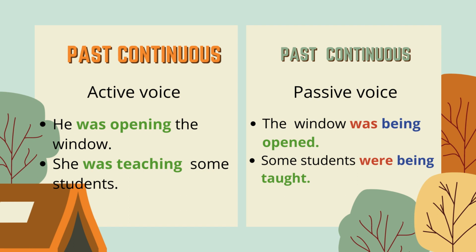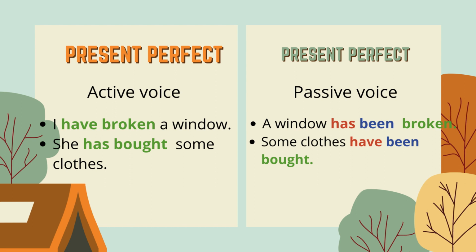Then we have the fifth group, which is the present perfect. Let's go through the first example. I have broken a window. A window is singular. For this reason, we used has plus been plus broken, which is the past participle form of the verb break. She has bought some clothes. Some clothes is plural. For this reason, we used have plus been plus bought, which is the past participle form of the verb buy.